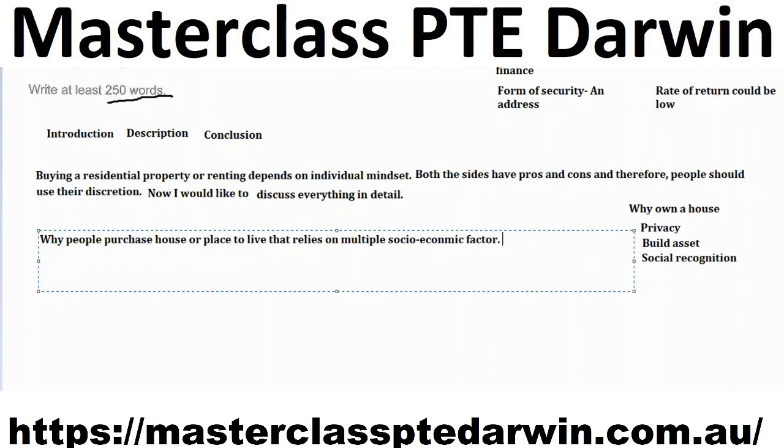Okay, now we have to write about these factors like privacy, build asset. So now just create a sentence with privacy, like why they buy a house. It depends on multiple socioeconomic factors. So first and foremost, a house can provide privacy. Privacy for the person or the family, for the people or the family, you can say, for the person and the family.